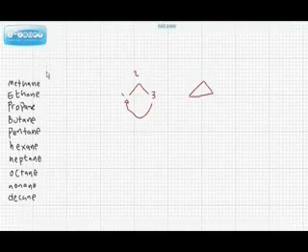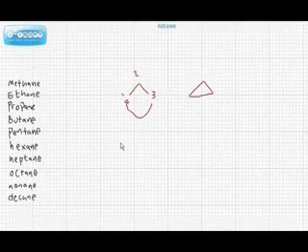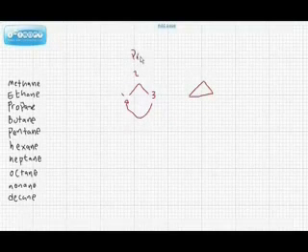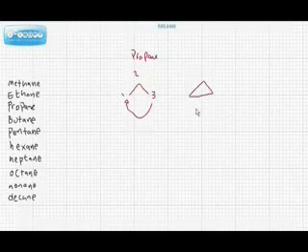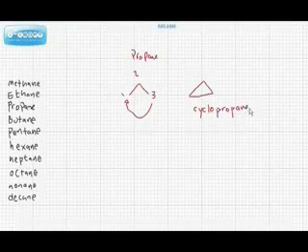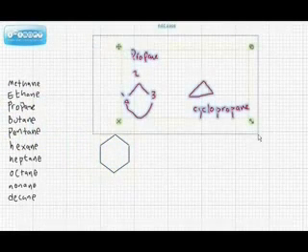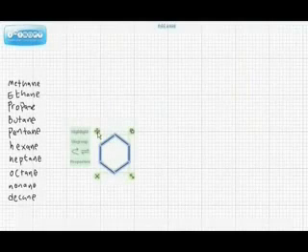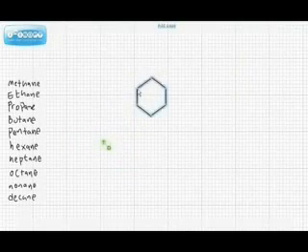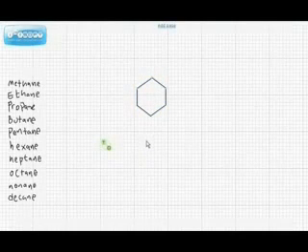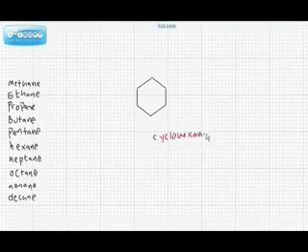And the way we name these kinds of compounds is the same way we would name a straight chain compound, except we would attach the prefix cyclo to the name of the compound. So this compound, instead of being propane, is simply cyclopropane. Now let's use a more complicated example. Now this has 1, 2, 3, 4, 5, 6 carbons, so this would be a cyclohexane molecule. That would be the name of this compound.